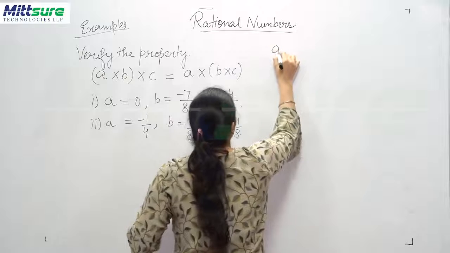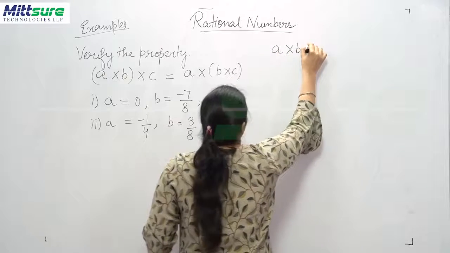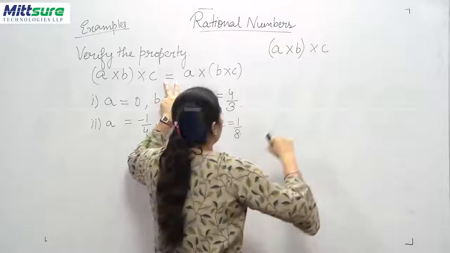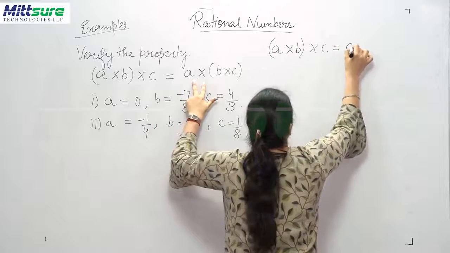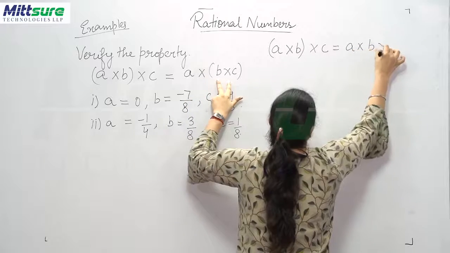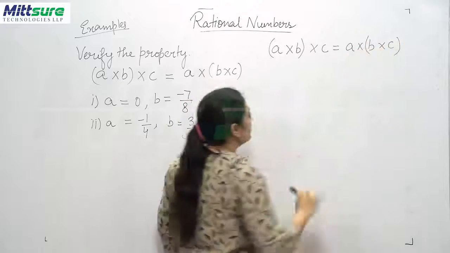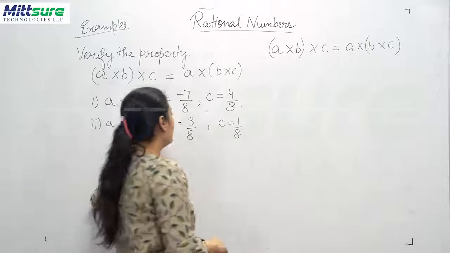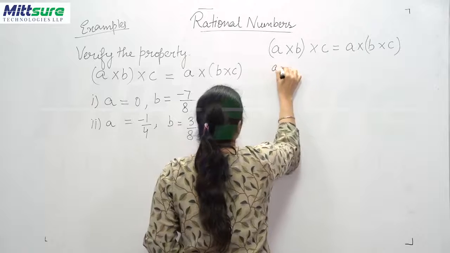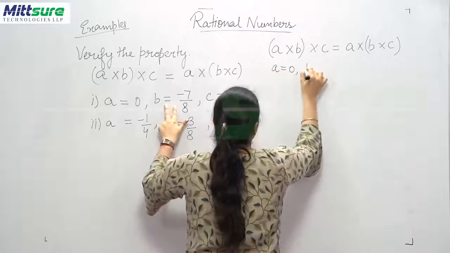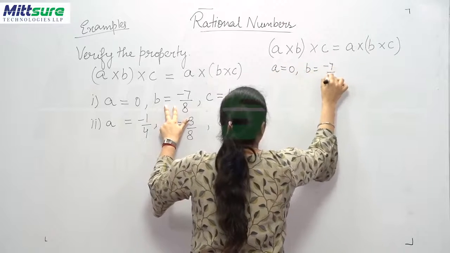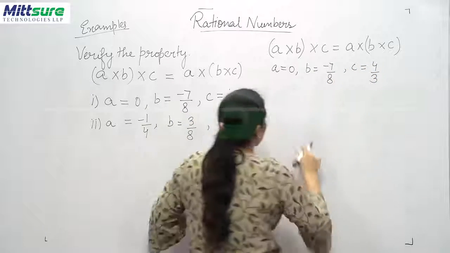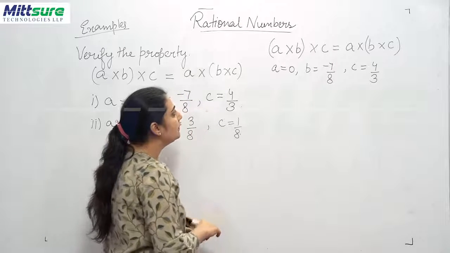Now the property is A multiplied by B multiplied by C, but A and B are inside the bracket. This equals A multiplied by B into C, but this time B into C are in the bracket. Now we will be substituting these alphabets with the rational numbers. So first case, the value of A is 0, the value of B is minus 7 upon 8, and the value of C is 4 upon 3. Now let's substitute the values in the given condition.